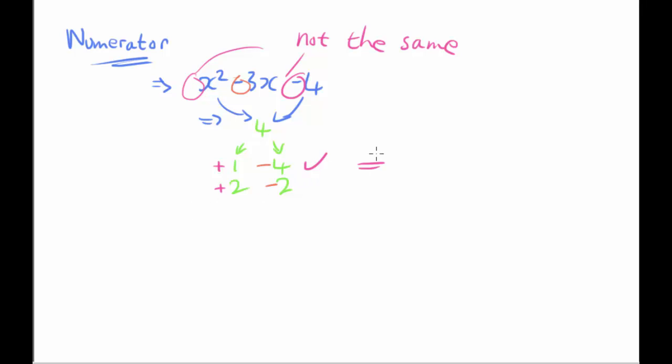And you can see that this value is plus 1 minus 4 is equal to minus 3, so that's why we picked that one. And that's why they are the roots.